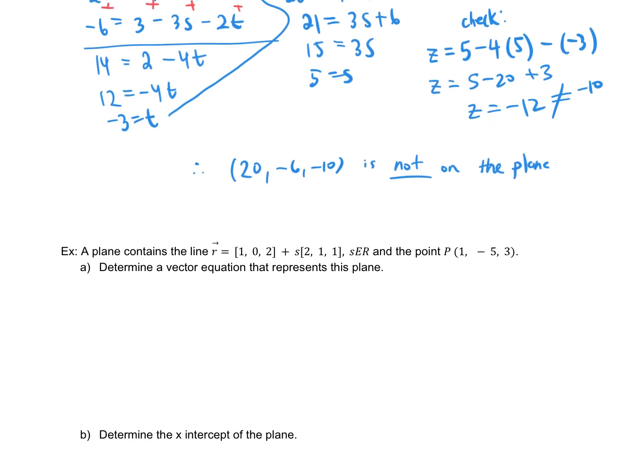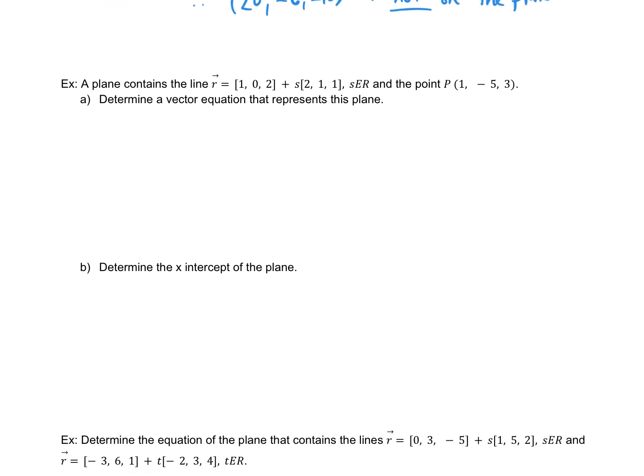All right, let's try some other styles. A plane contains the line and the point P. Determine a vector equation that represents this plane. Okay, so we're not given 3 points as last time, but we're given enough. First of all, we're already given a direction vector. So I can use that as vector A.